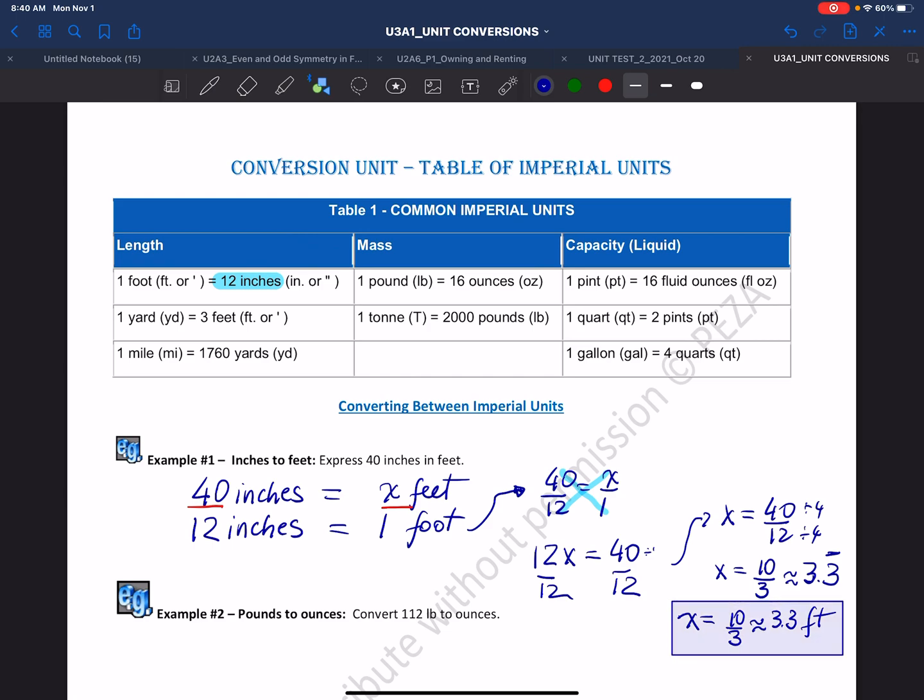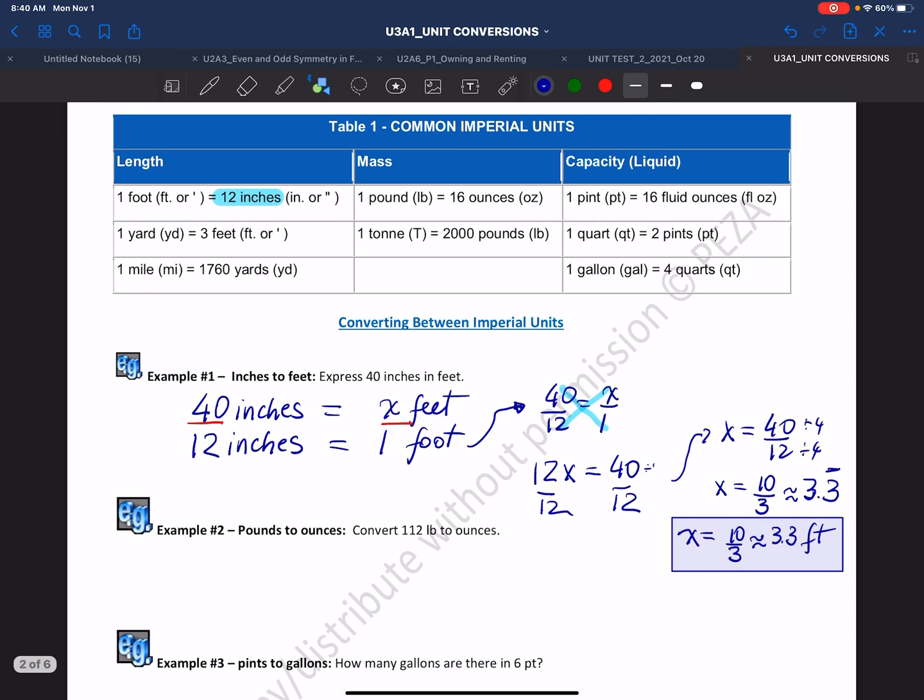All right, so we have our next example. We have weights. We want to convert pounds to ounces. Definitely try to do this on your own. I will continue practicing, but you can stop the video and try to do this on your own using the exact same strategy that we did in the first example. So first, write what you have. We have 112 pounds, and we want to convert it to ounces.